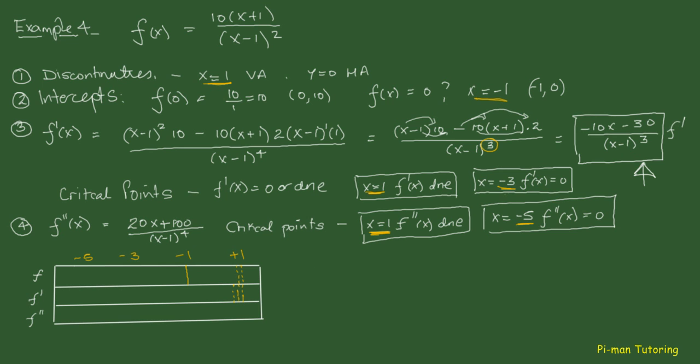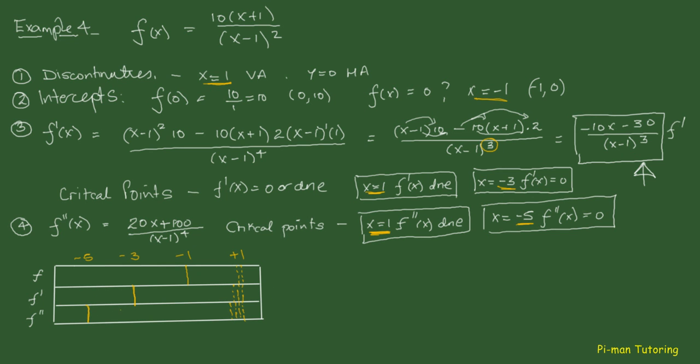We also know that at x equals minus 3, the derivative is 0, so we can put that as a solid line on the f dash strip. And finally, going to f double dash, at x equals 1, the second derivative does not exist, and it's raised to a power of 4, so we will show it as a fourfold discontinuity. And at minus 5 we have a 0.